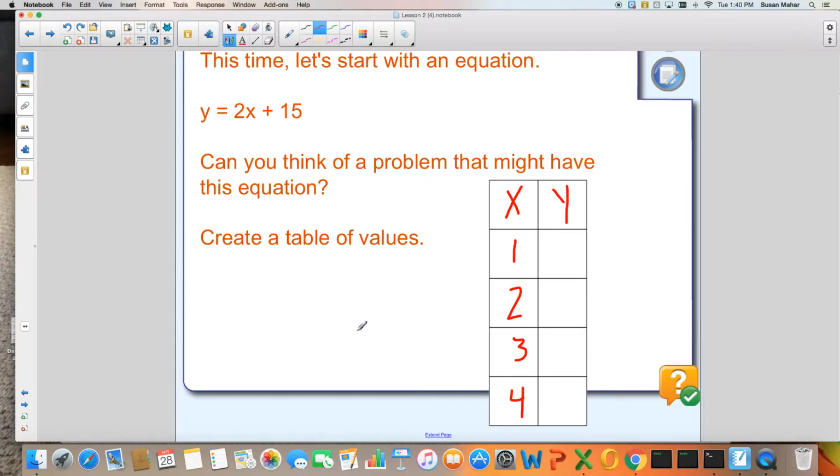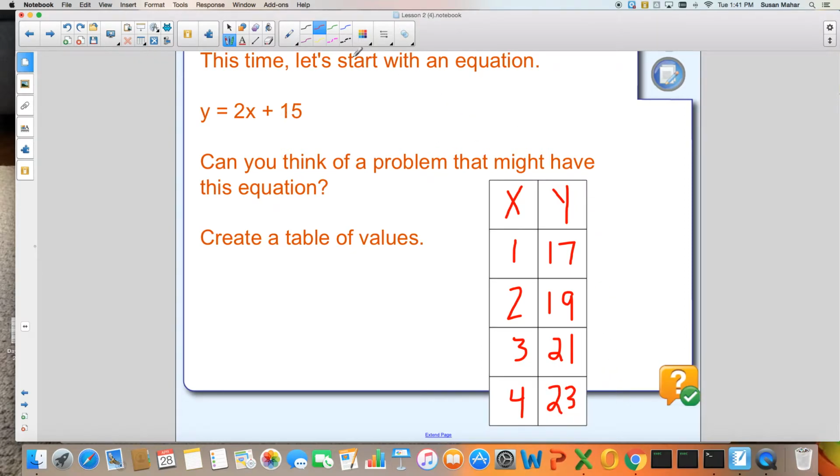So now I'm going to do this quite quickly. If x is equal to 1, then 2 times x is equal to 2, plus 15 is 17. If x is equal to 2, then 2 times 2 is 4, plus 15 is 19. If x is 3, then 2 times 3 is 6, and 15 is 21. And if x is 4, then 2 times x is 8, and 15 is 23.